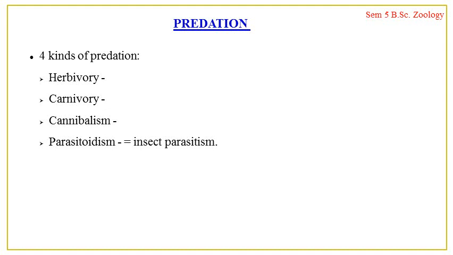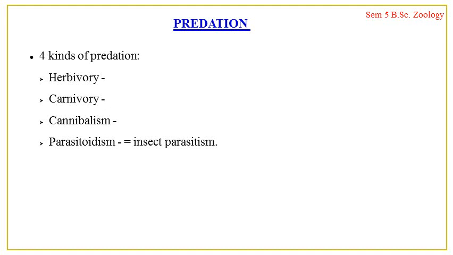Right. Now, the last one is parasitoidism. Okay, it is actually insect parasitism. Here, it is a special type of predation in which a parasitic insect lays its eggs on or near certain host insects, which are subsequently killed and eaten by the developing larvae.